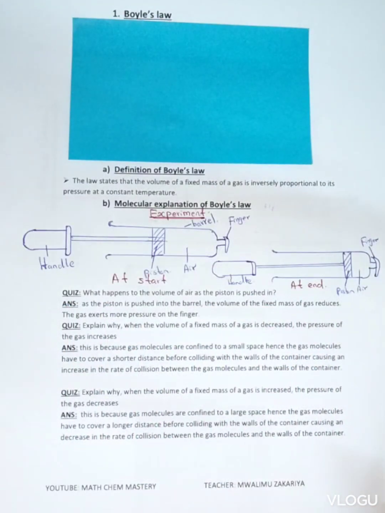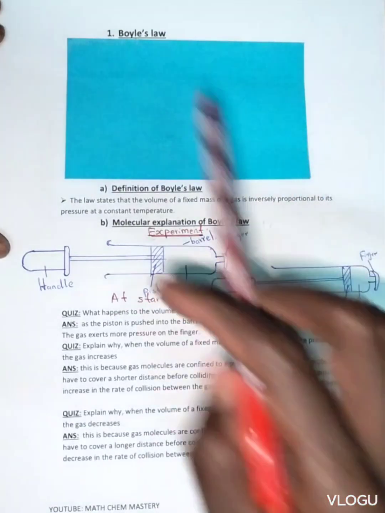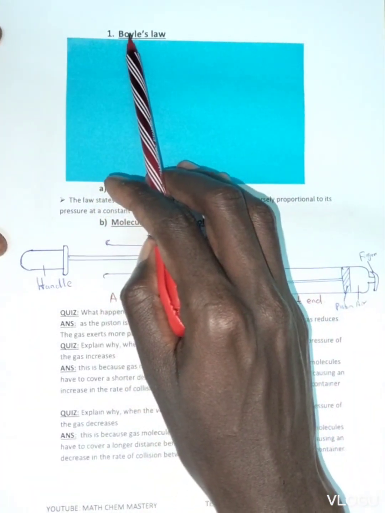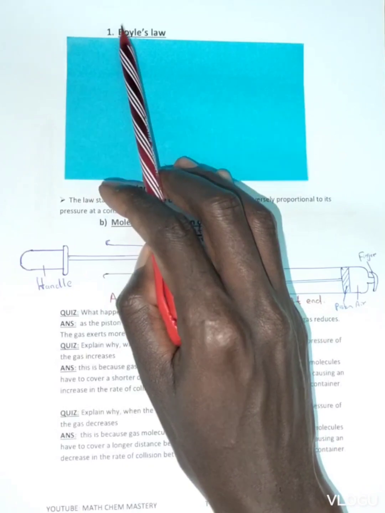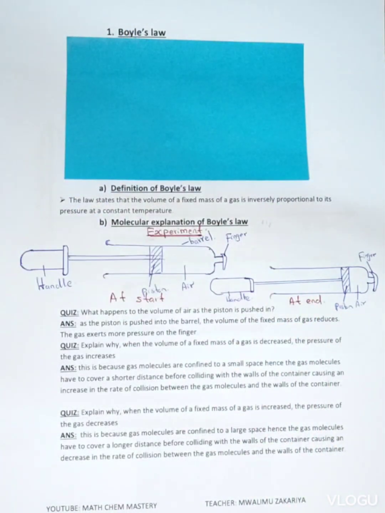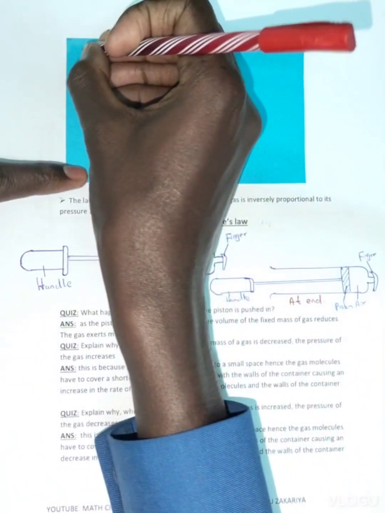Next, let's start now with our first gas law, that is Boyle's law. We see Boyle's law, the first gas law that we have. We discuss it now deeply. Now, for us to know the gas law, we must know 5 or 6 things.